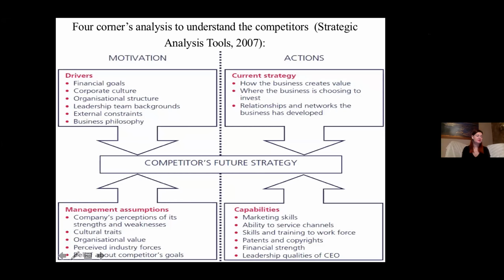When we are moving to the action, current strategy, so how the business creates value, where the business is choosing to invest, relationships and networks the business has developed. Its current strategy, what do we have right now? What do our competitors have right now? And capabilities, marketing skills, ability to service channels, skills and training of workforce, some patents, licenses, copyrights, financial strength, and leadership qualities of CEO.